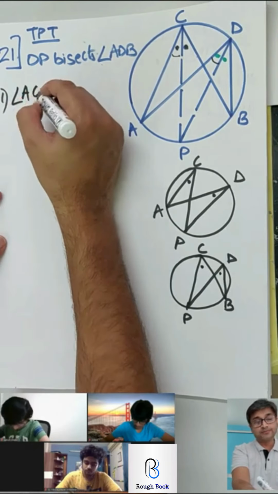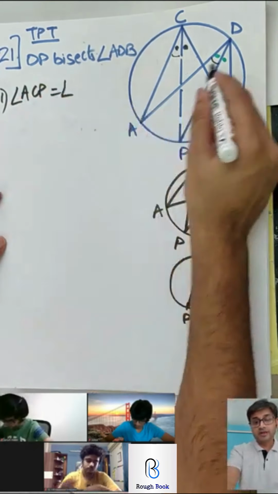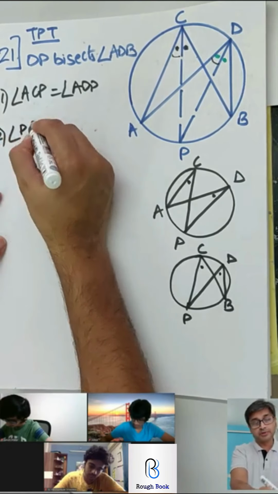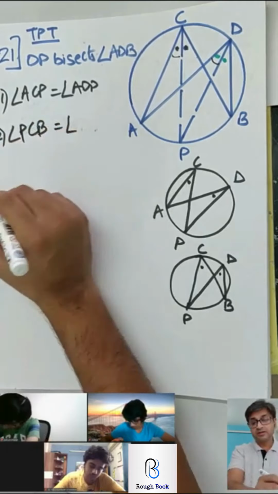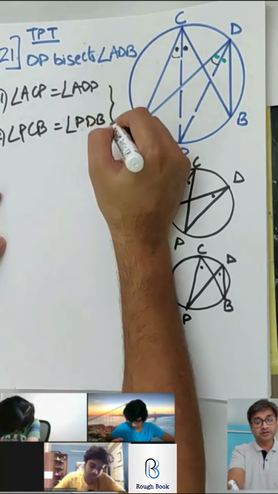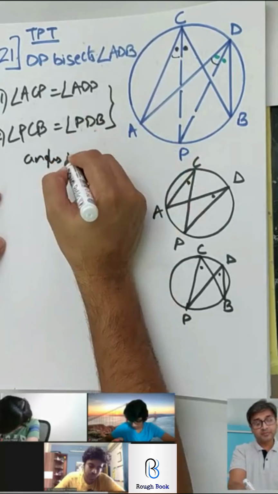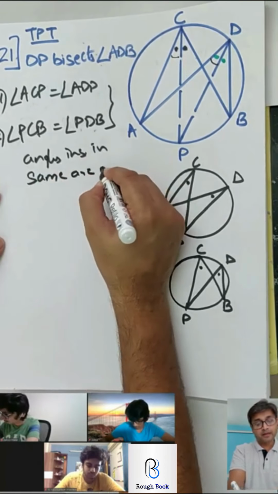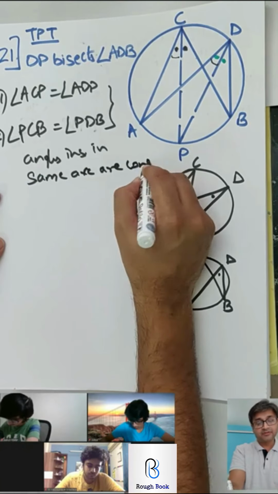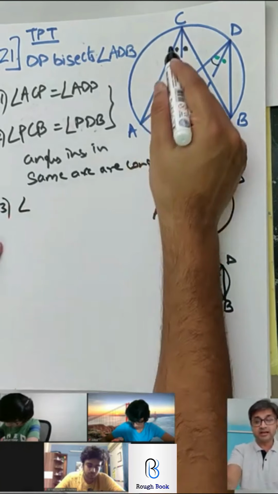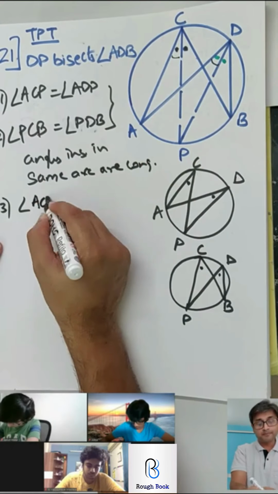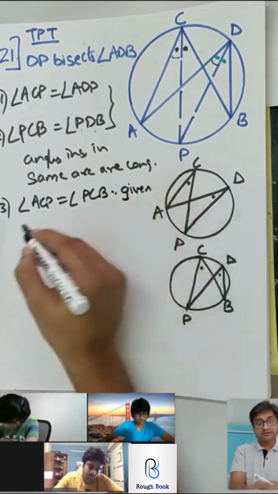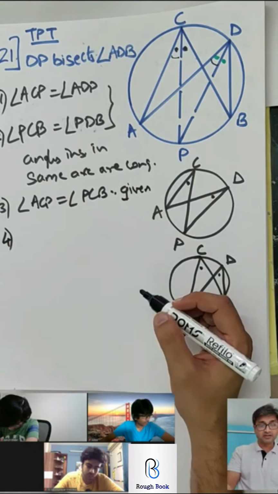So angle ACP is equal to angle ADP, and we'll write the second one also, that is PCB is equal to PDB, and write the reason together. Angles inscribed in same arc are congruent. And then we'll write the third step where we will state that ACP is equal to PCB. This is given.